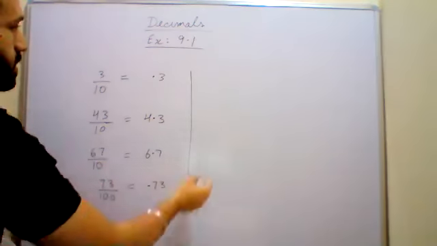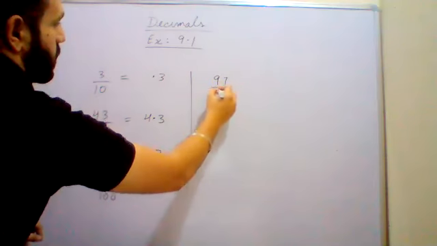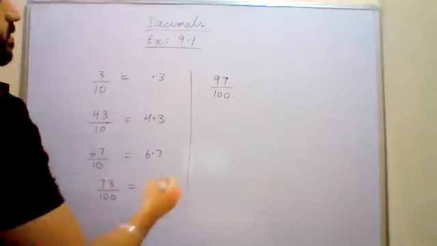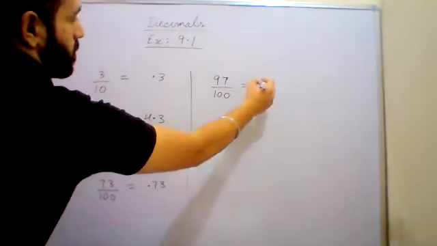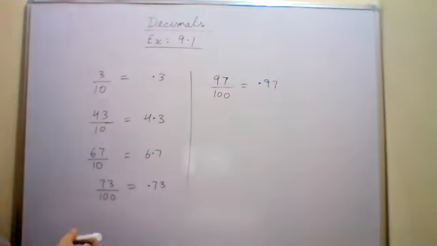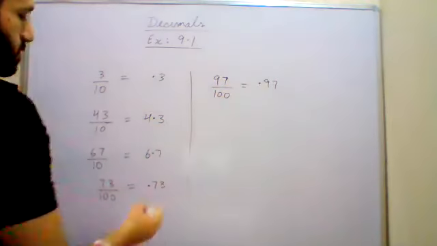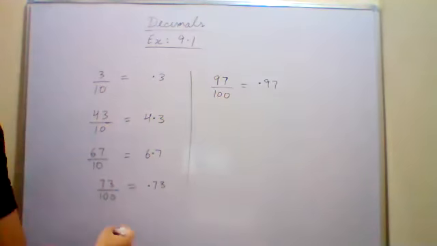So tell me the answer in this case: 97 upon 100. 0.97. 0.97 or .97 are the same thing. If I want, I can insert a zero also, or you can simply write .97. Both are correct. 0.73 or .73, both are the same thing.